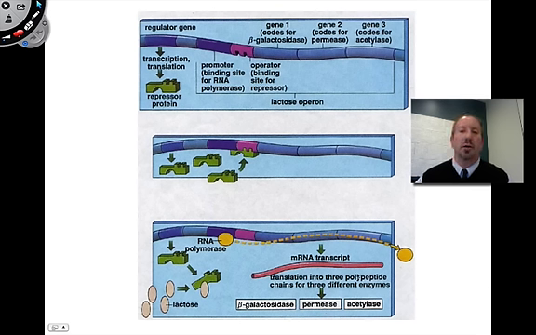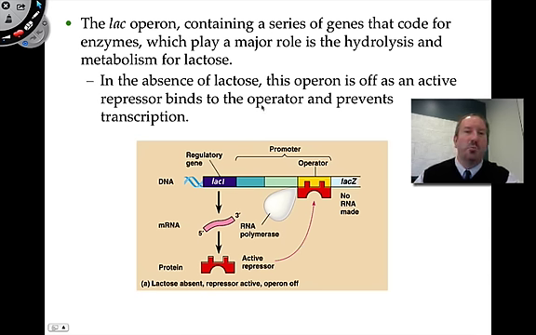That third gene, don't worry about it. No one knows what that does, at least I don't. And so the Lac Operon is a series of genes that codes for the enzymes that play a major role in the hydrolysis of lactose, which is beta-galactosidase. And so the repressor protein's always on, blocking transcription. So in other words, if no one's in the room, the lights are off. And then when someone comes into the room, the lights turn on. So when lactose is present, it induces the production of lactase.